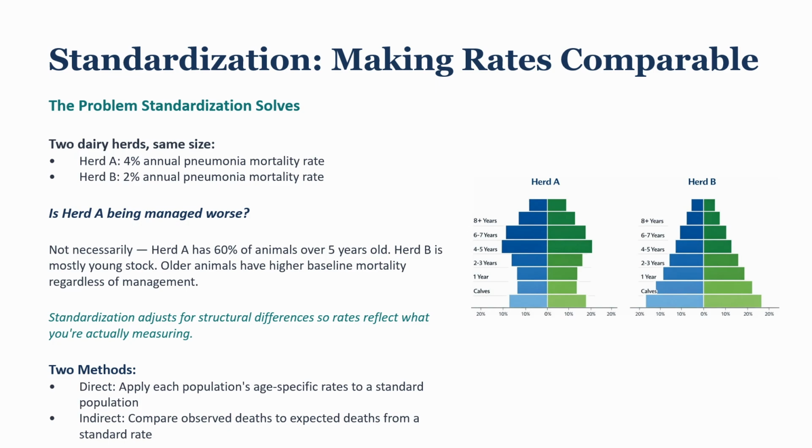Indirect standardization. You take the age-specific rates from a reference population, national average rates, for example, and apply them to your herd's actual age structure. This produces the number of deaths you'd expect if your herd experienced national average rates. You then compare observed deaths to expected deaths. The ratio of observed to expected is the standardized mortality ratio, SMR. An SMR greater than 1 means your herd has higher mortality than expected after accounting for its age structure. Less than 1 means lower than expected.